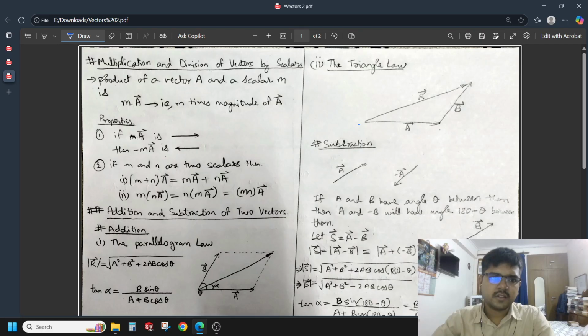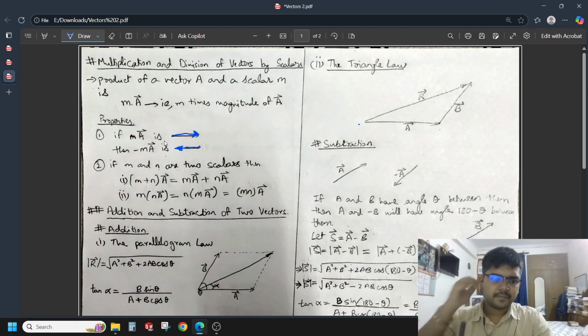vectors by scalars. So we have the product of a vector A and a scalar m is m into A, that is m times the magnitude of A. Now the multiplication and division of vectors by scalars have certain properties. If m into A vector is in this direction, then minus m into A vector will be in the opposite direction. That's the case with vectors.